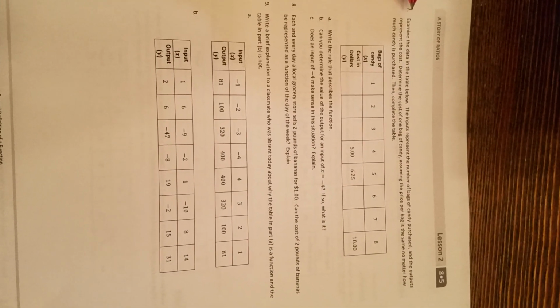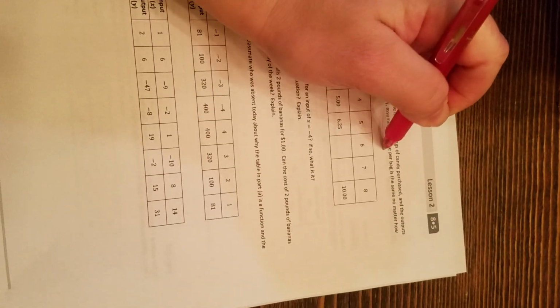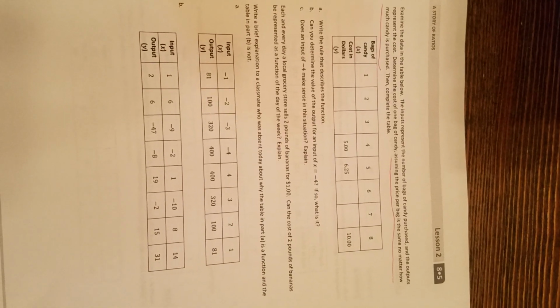So it says, examine the data in the table. The inputs represent the number of bags of candy purchased, and the outputs represent the cost. Determine the cost of one bag of candy, assuming the price per bag is the same no matter how much candy is purchased. When they tell us that the price per bag is the same, no matter how much candy is purchased, what they mean is that we have a constant rate. So we can determine how much one bag of candy costs by dividing our cost for 4 bags by the number 4. When we do that, we get $1.25. So that means that one bag costs $1.25.